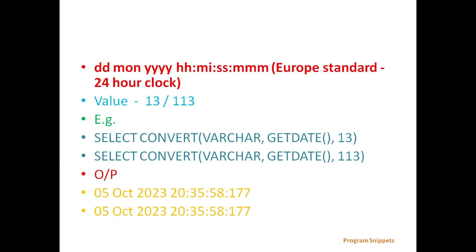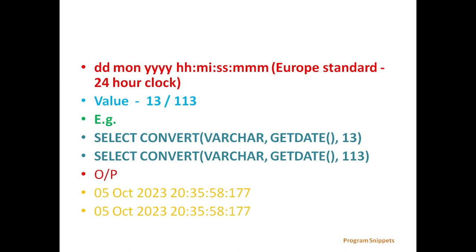Next is European standard 24-hour clock. For this we will use value 13 or 113. For example, select convert varchar getDate 13 or select convert varchar getDate 113 will give the output date, month, year with hours, minutes, seconds and milliseconds.